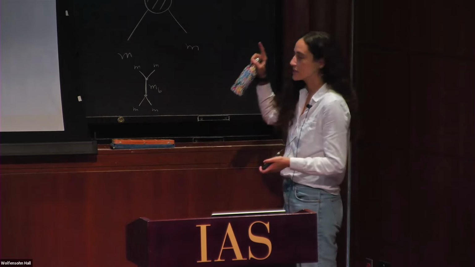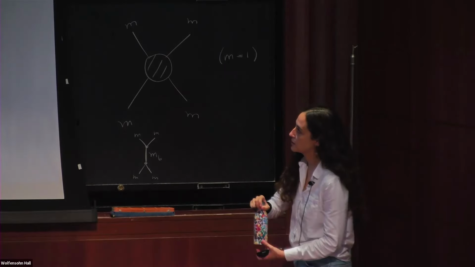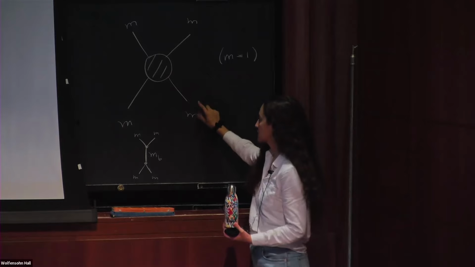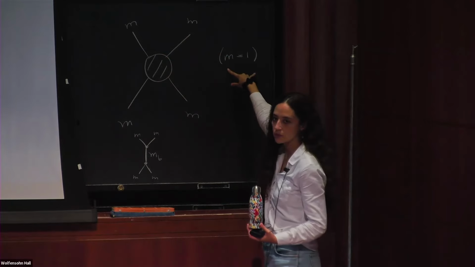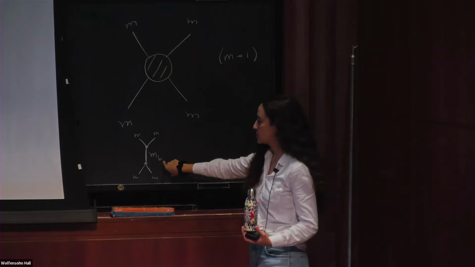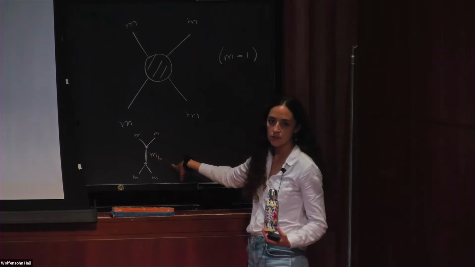Okay, so just in case it's not clear, M without anything is the external mass, which I'm setting to 1 at some point. And MB would be if you have a bound state.